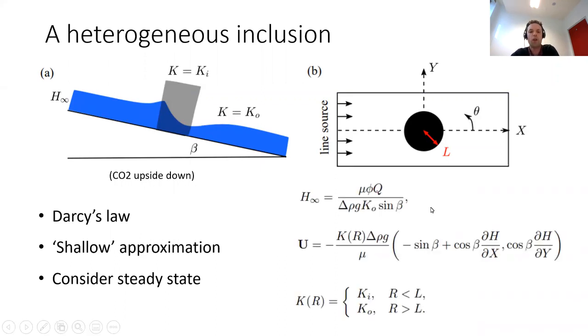It's been shown that away from the cylinder, for constant flux, steady flow over an inclined plane, you get a constant flow thickness and a constant velocity given by this H infinity, where phi is the porosity, mu is the viscosity, q is the flux, k naught is the permeability, and beta is the slope angle. You can then calculate u, the velocity, which is a function of the permeability, and then you get the sine beta term, which is the component of gravity acting down the hill. Then you get these cos beta dh dx and dh dy terms, which are the components of gravity acting into the slope, and they act to smooth out any perturbations in the flow depth.